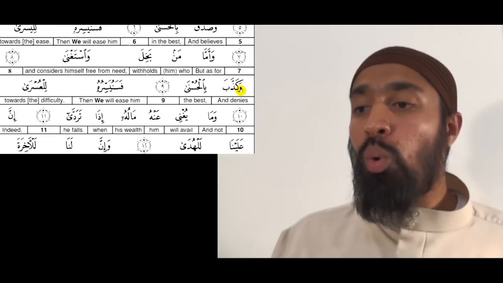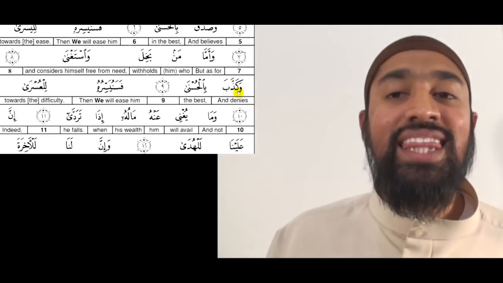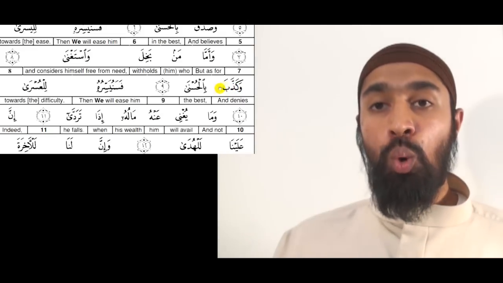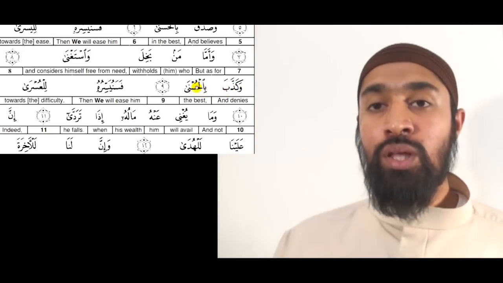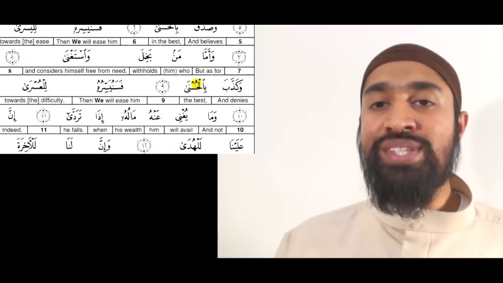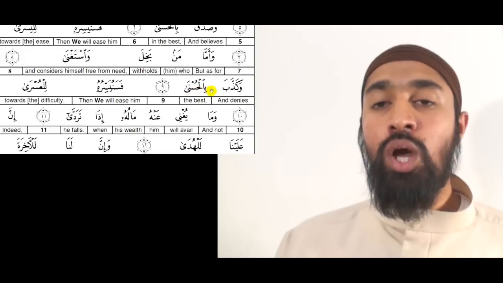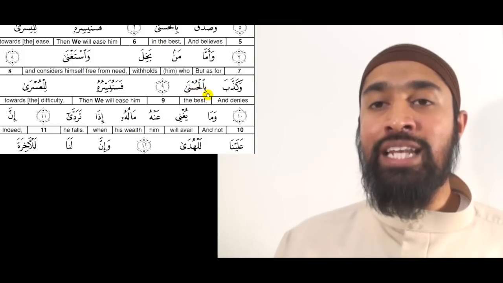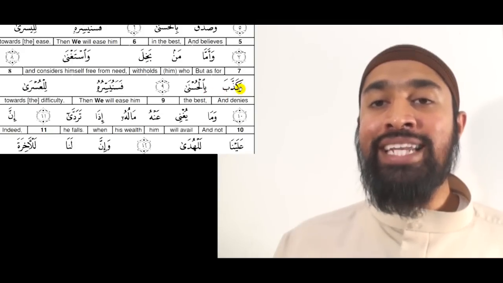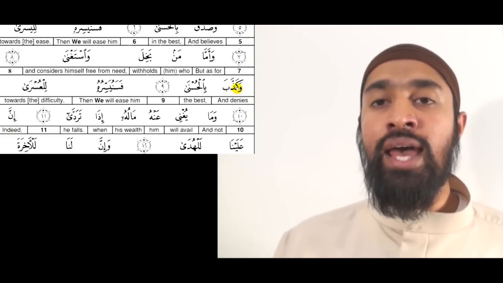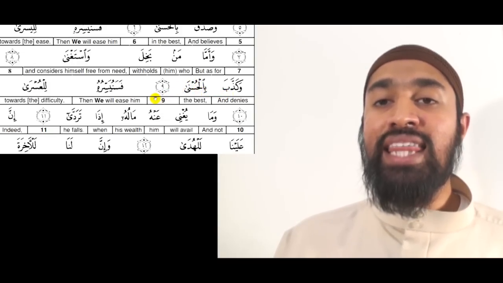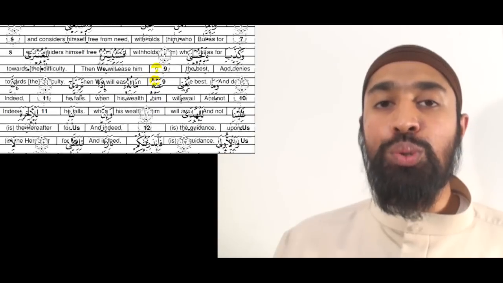Verse number 9. وَكَذَّبَ. Bring the ذَال شَدَّة. وَكَذَّبَ بِالْحُسْنَى. I want you to keep the mouth open. وَكَذَّبَ بِالْحُسْنَى.